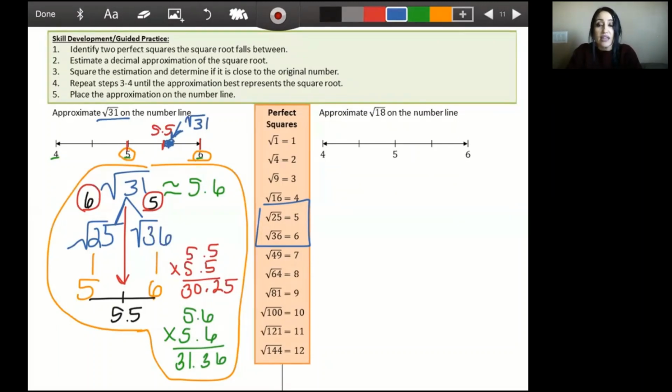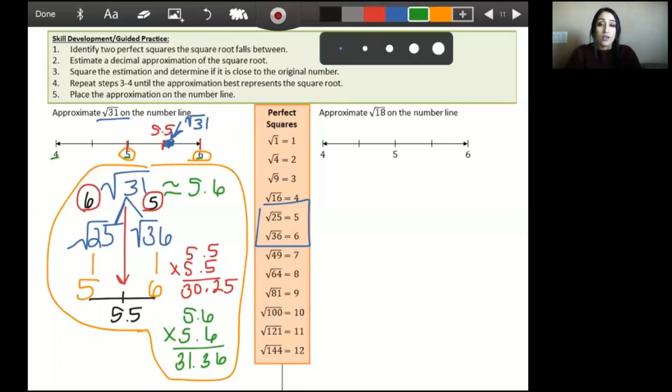Approximate the square root of 18 on the number line. Use the skill steps to help you figure it out. Wait time, wait time, wait time. All right, ladies and gentlemen, thank you for coming back to me. I'm going to work through the next problem. Tune in, stay with me, check your work, or if you feel more confident, kind of fast forward to the next set of problems.